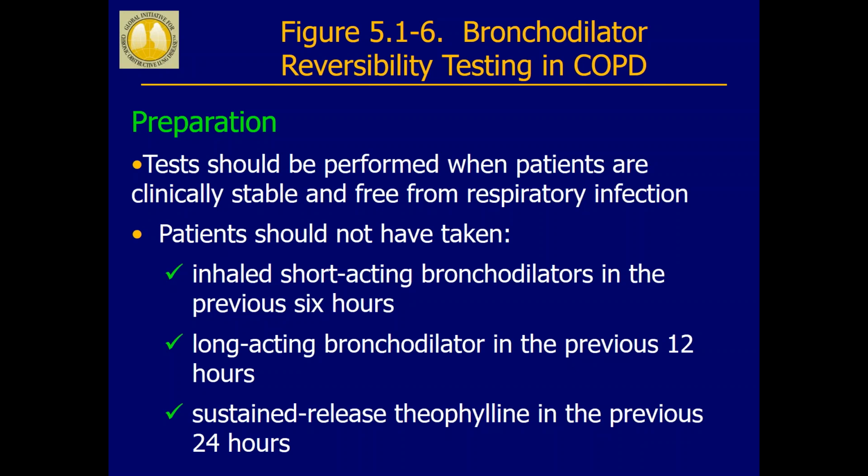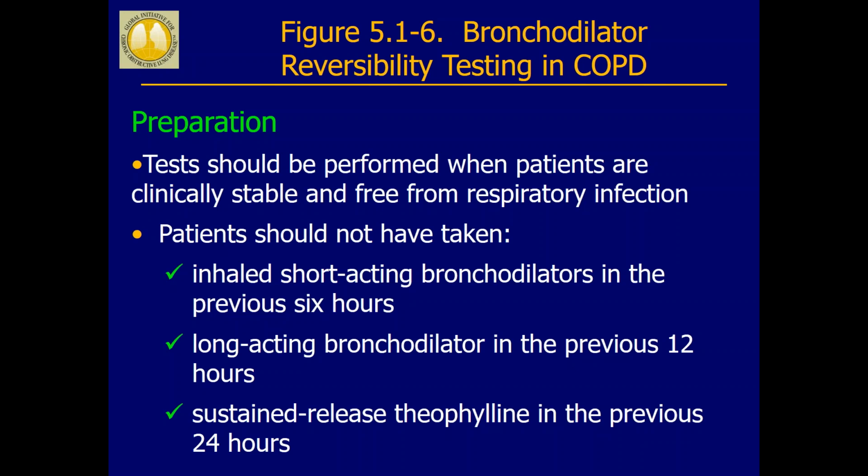You should make sure that testing for bronchodilator reversibility is done when the patients are stable and free from respiratory infection. So if they just had a COPD exacerbation, pneumonia, or asthma exacerbation, you really shouldn't do the bronchodilator reversibility testing because they have active inflammation in the lungs. They should not have taken the short-acting beta bronchodilators. It says here 6 hours. We have to use the slides of the GOLD Foundation. So 6 hours before and 4 hours. I say 6 hours to be safe as well.